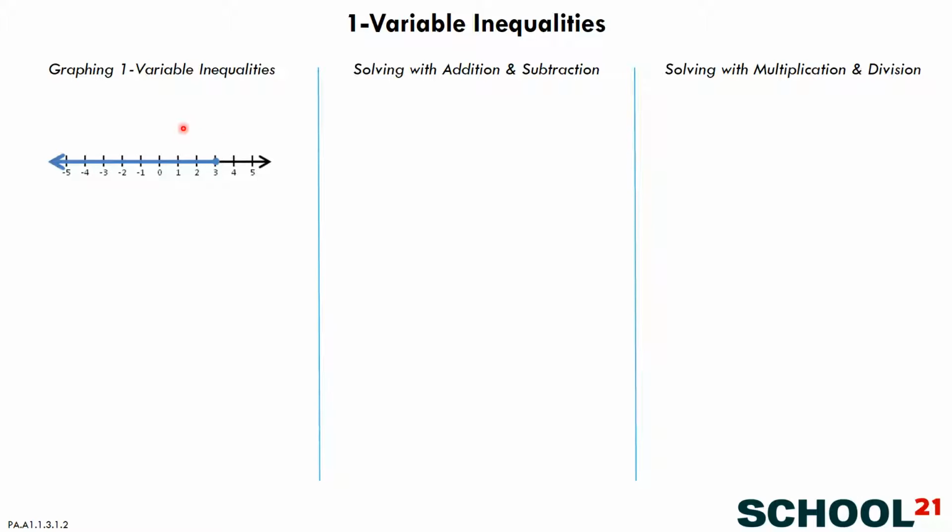And what about that or equal part? What's special about this graph that tells you that it's an or equal? There's a point on the 3. There's a point on the 3, right? So we can say x is less than or equal to 3.